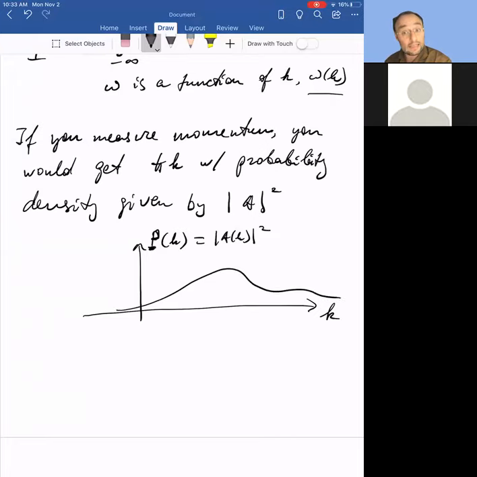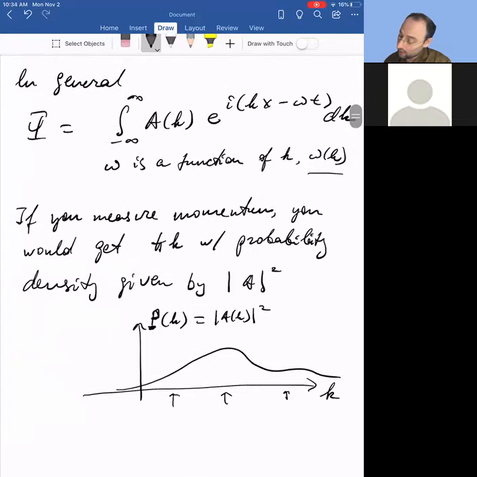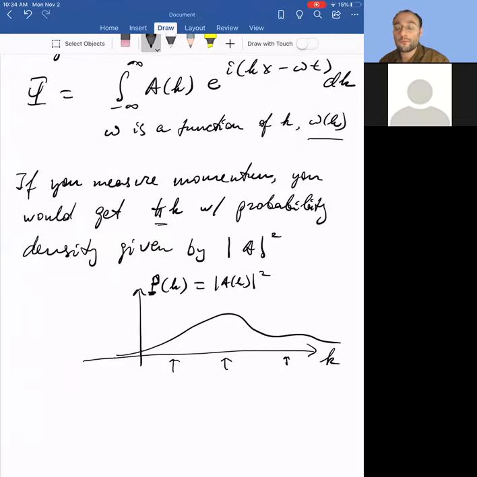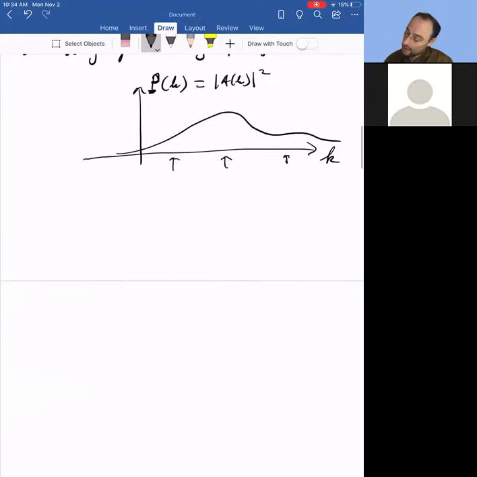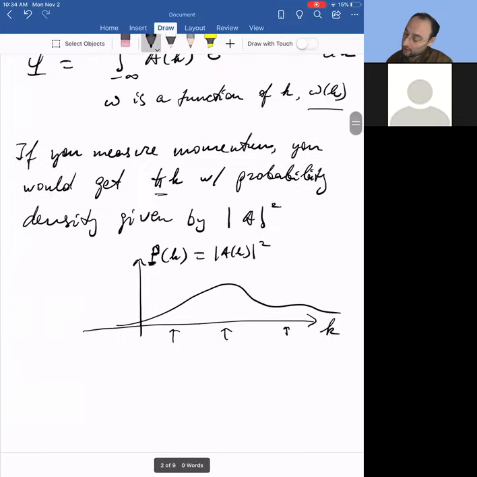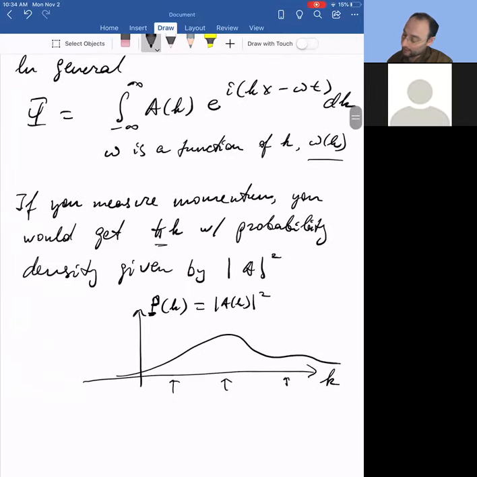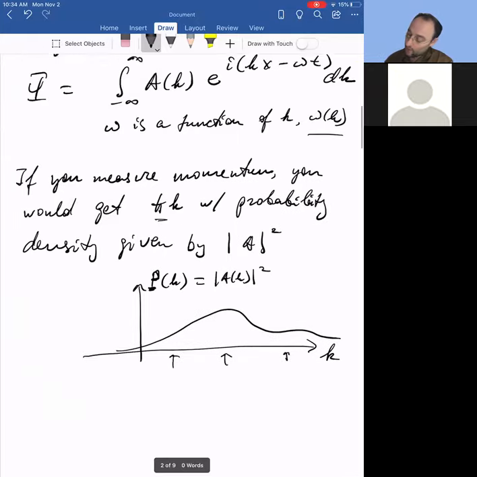It does not have to be a bell-shaped curve. It does not have to be a Gaussian, right? But some kind of a curve. So this says that right here, this is the most likely value of momentum, but you could also get this or this. And remember, to convert k to momentum, we have to multiply by h bar. That's the relic of a de Broglie idea. So A of k, or the square of A of k, is the probability density for momentum.